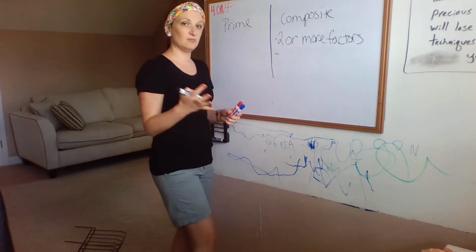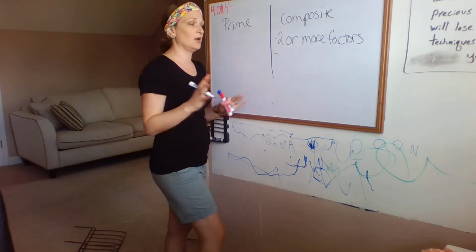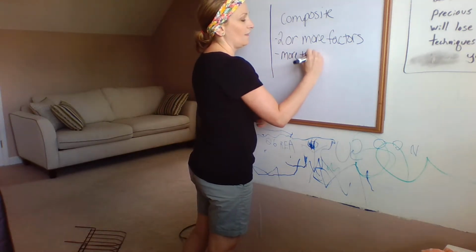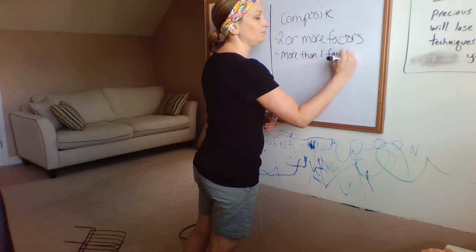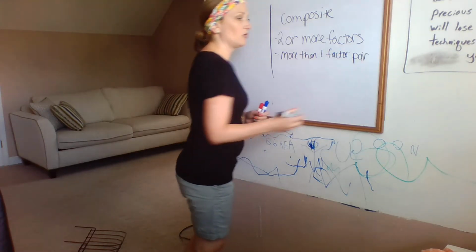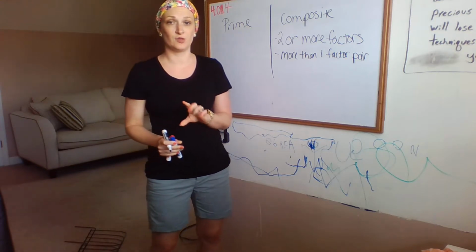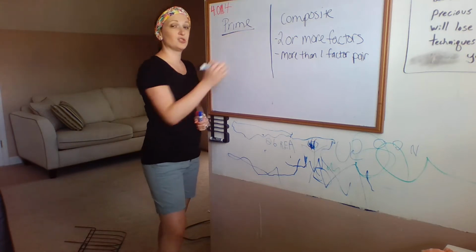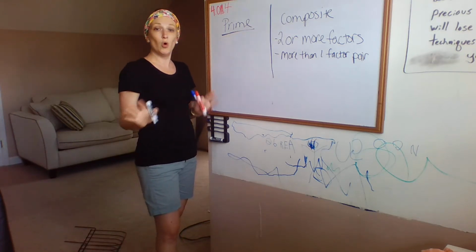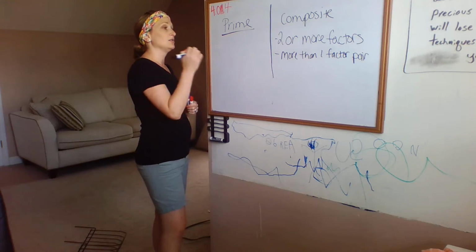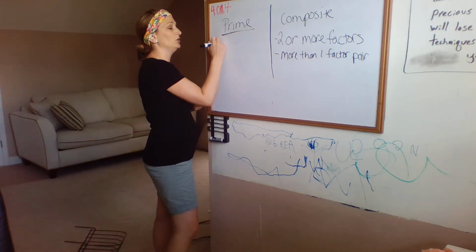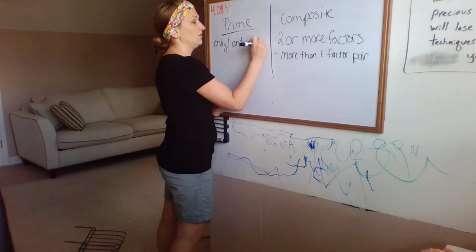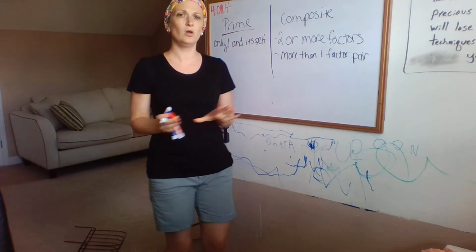The other way that sometimes I'll say it, and I like to interchange it so they get comfortable with it, is more than one factor pair. So if a number has at least 3 factors or more than one factor pair, it's composite. Prime numbers are straight up that number in itself, the only factors that you can get together to make that product. So only one and itself.